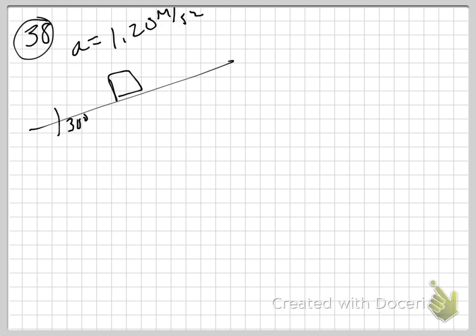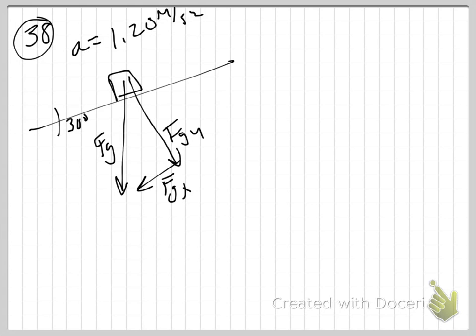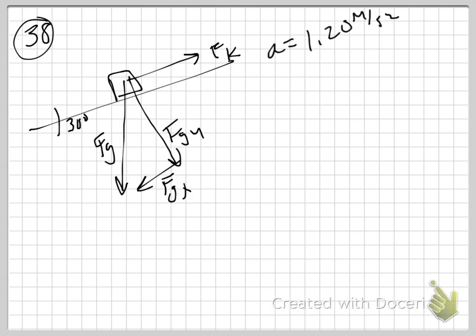So on this one, number 38, it's a 30-degree ramp. A box is sliding down it and has an acceleration of 1.2 meters per second squared. We have Fg, Fgy, Fgx, force of kinetic friction, and I've got to move this somewhere, and normal force. Very badly drawn. I would hope you would do better than me. I slopped that all together. Maybe I can fix that.